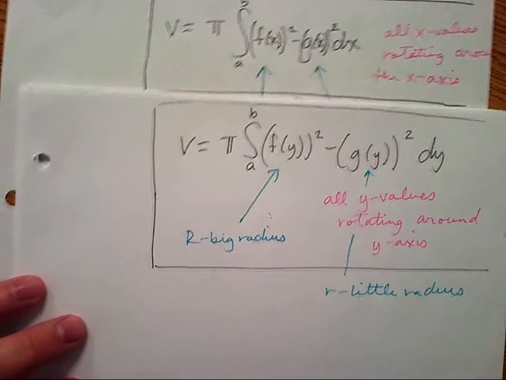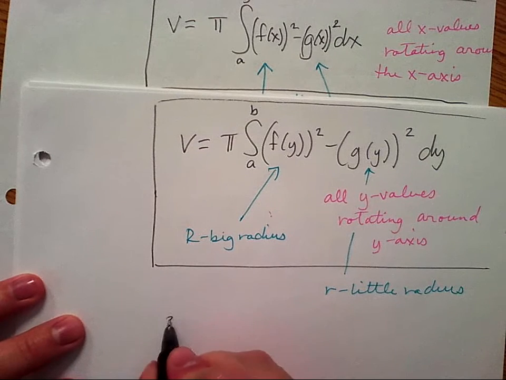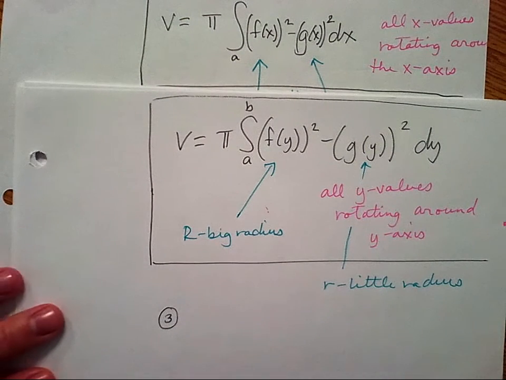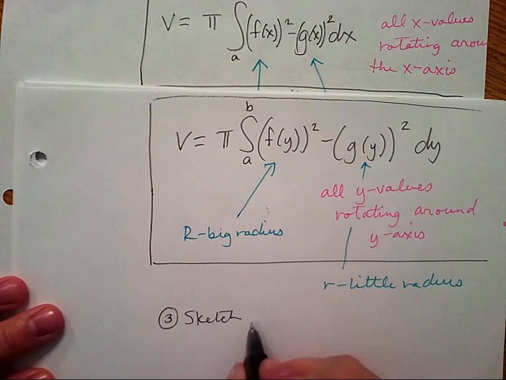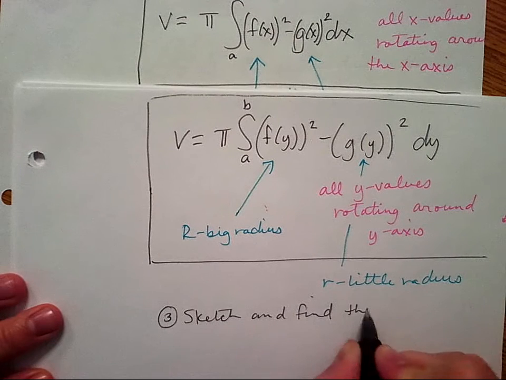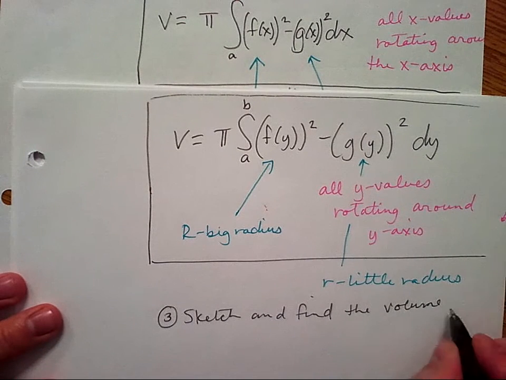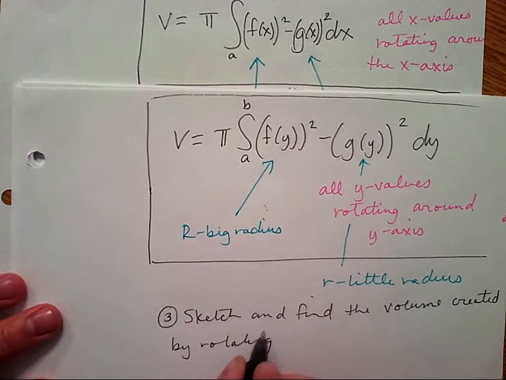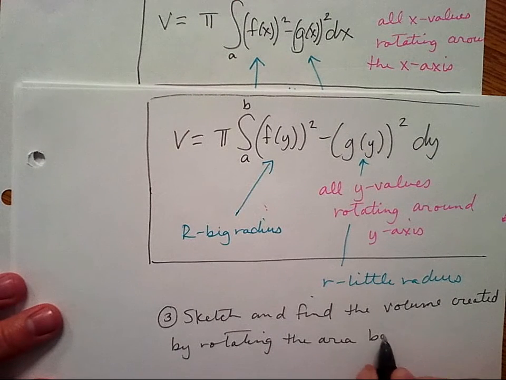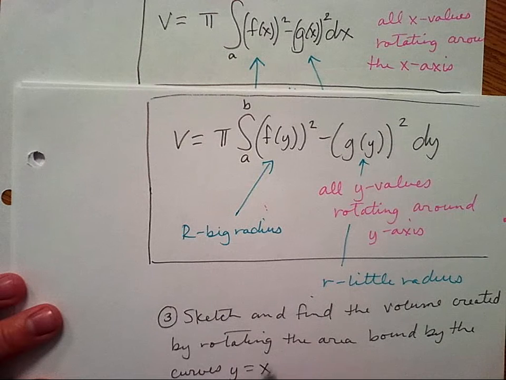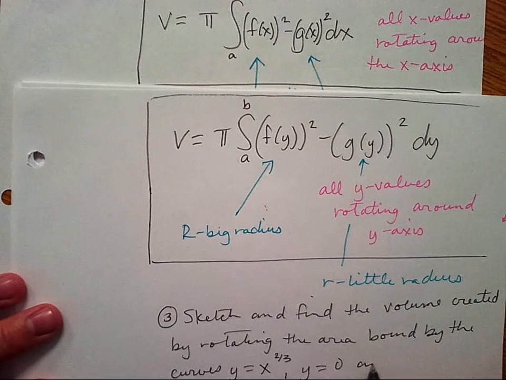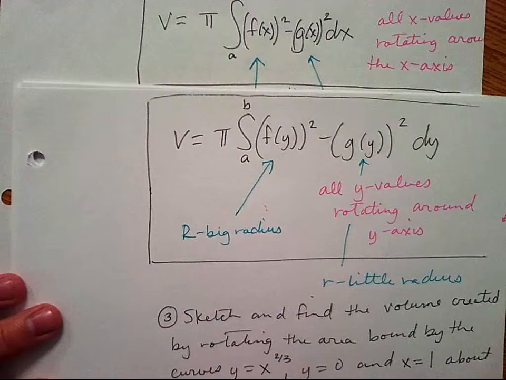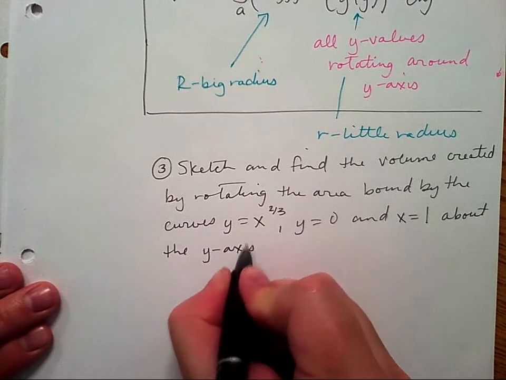Okay? So let's do an example like that. So sketch and find the volume created by rotating the area bound by the curves y equals x to the 2/3, y equals 0, and x equals 1 about the y-axis. Okay, solution.